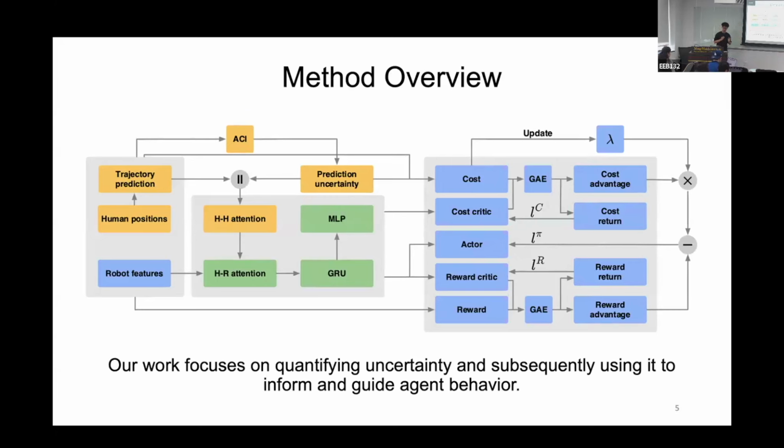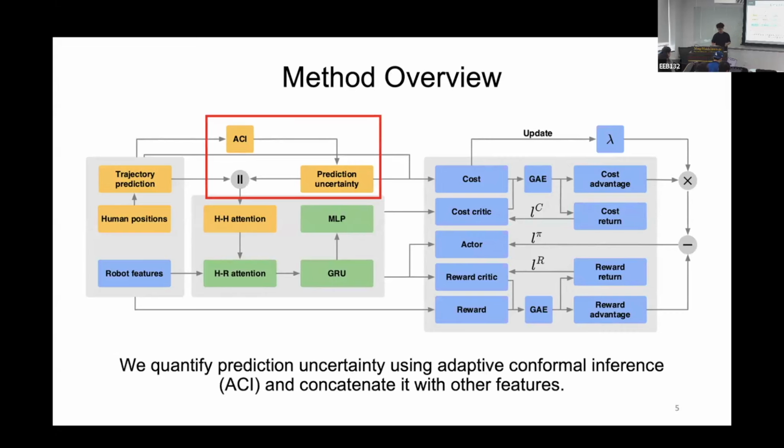So our method introduces a framework for quantifying uncertainty and then subsequently using it to inform and guide the learning process of agents. For the first key part, we quantify prediction uncertainty using adaptive conformal inference and concatenate it with the other features as input to the agent. This is how we quantify and inform the agents.